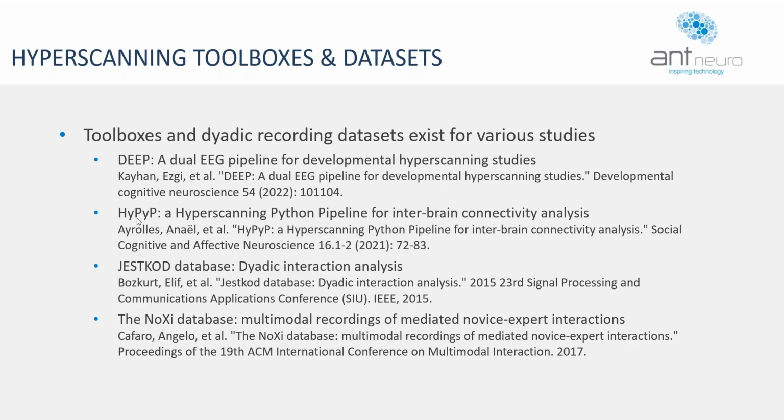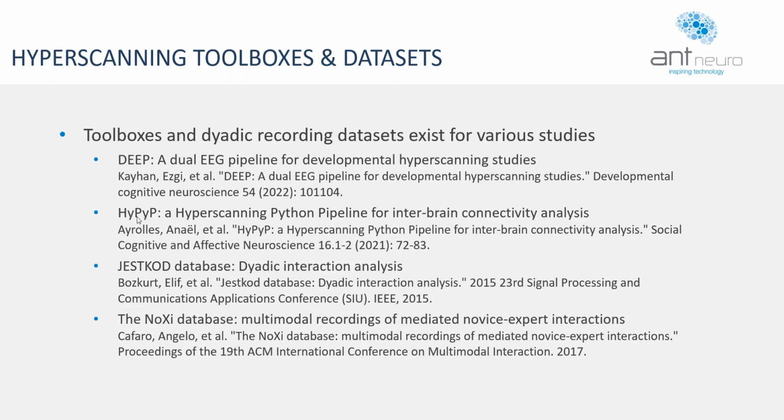The second is HyPipe, which is a hyperscanning Python pipeline for inter-brain connectivity analysis. Again, here what they do is they import the raw data. They have a pre-processing step. Finally, you have either a statistical analysis or a visualization of the data between the two brains. You would need Python version 3.7 or above to run this, and you would need the usual libraries for plotting such as Matplotlib and Pandas to make use of this toolbox.